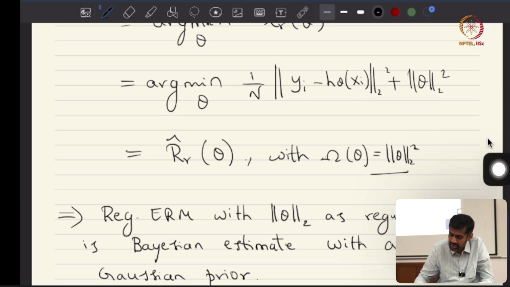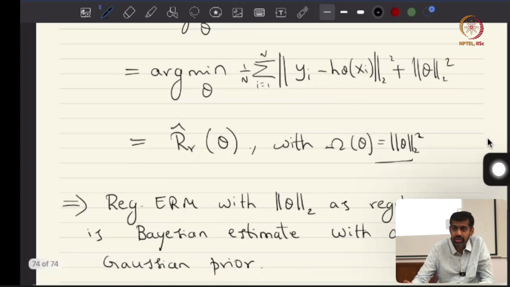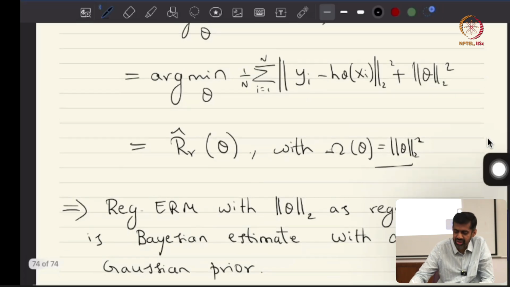Come again? Ah, there was a summation here. Yeah, here. See, the sum is only over terms that have the i index, right? I mean, there is no summation on the regularizer, so it's okay. I don't have to put a bracket. Even if I do, it doesn't matter. But yeah, okay. This is the thing, right?